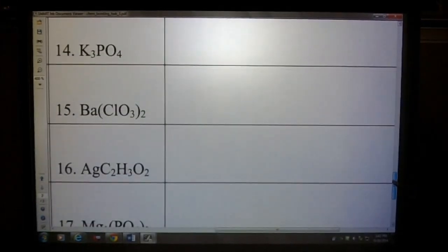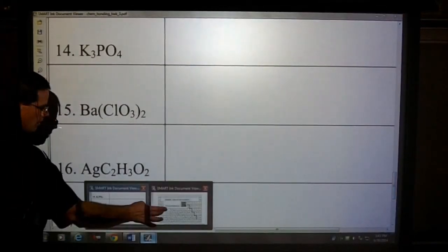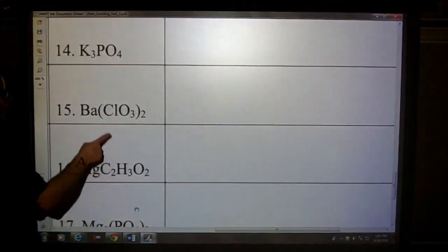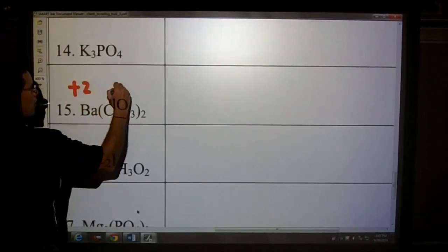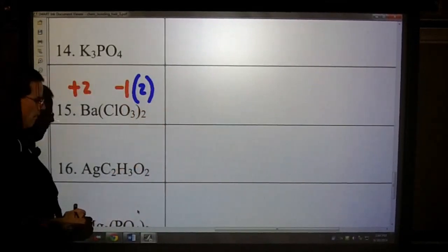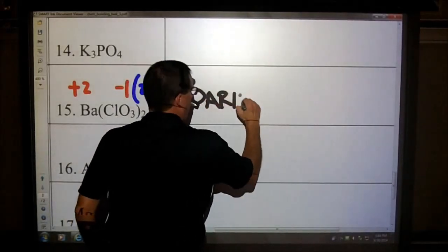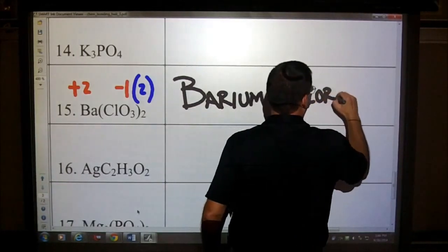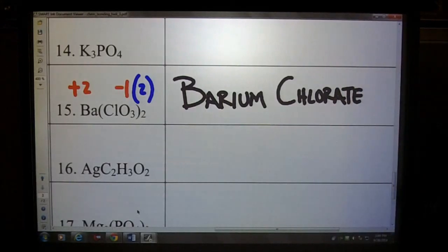All right, number 15. Finding it on the periodic table. Ba, right here, group 2A, so it has a +2 charge. And the ClO3, we just did one like that a second ago, has a -1 charge. That's why there are 2 of those, to balance out the charges. So in this case we have barium, and it's chlorate. Okay, so barium chlorate.